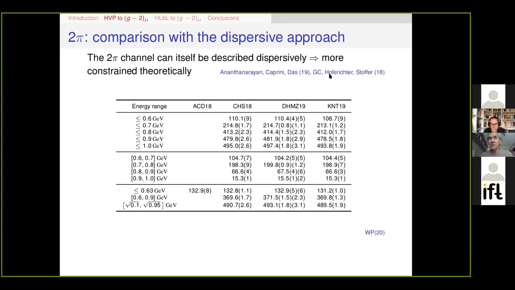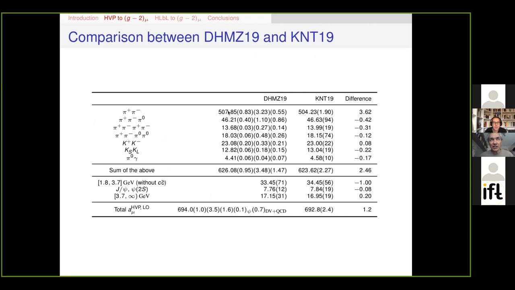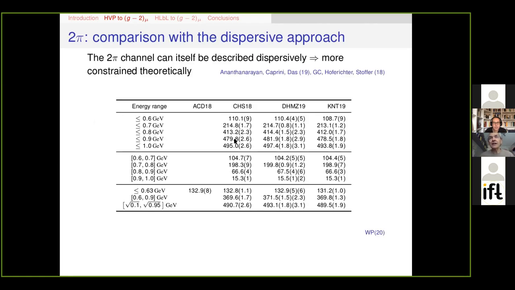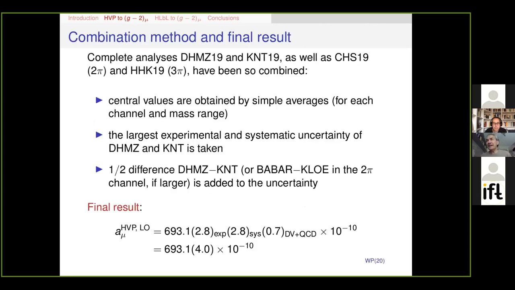And then, in these papers, there was an analysis of the data e plus e minus to pi plus pi minus, so those which are on the first line here. And in this case, a detailed comparison of this channel, energy region by energy region, not only among these two analyses, but also with this other alternative method, was possible and was made. So in the end, to combine these different analyses, a method was developed, which I'm describing to you in this slide.